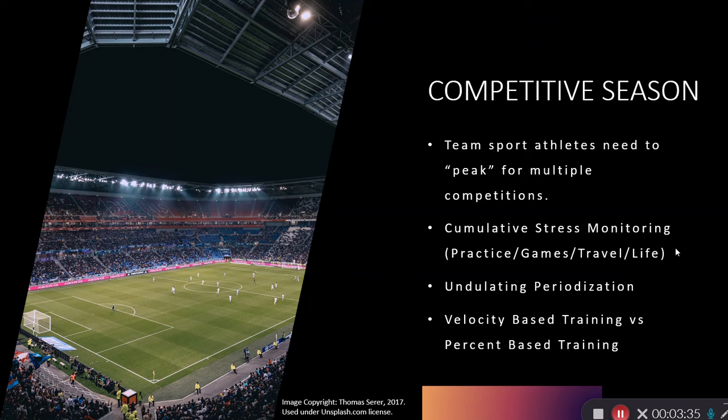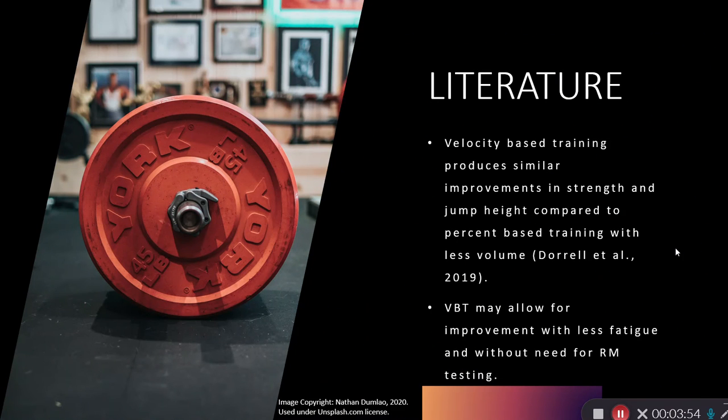Some models that have been proposed are undulating periodization, in which all stages of the OPT model, such as stabilization, strength, and power, are trained during one microcycle, as well as velocity-based training, in which the speed of the bar is used to prescribe load rather than a percentage of maximum. Velocity-based training has been shown to produce similar improvements in strength and jump height compared to percentage-based training, but with much less volume.